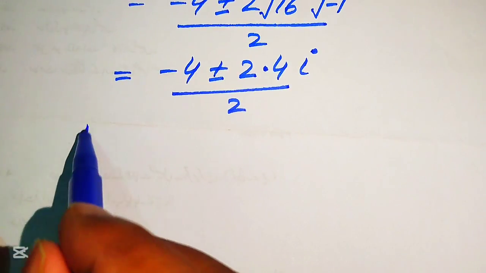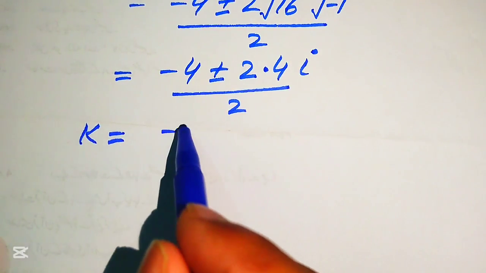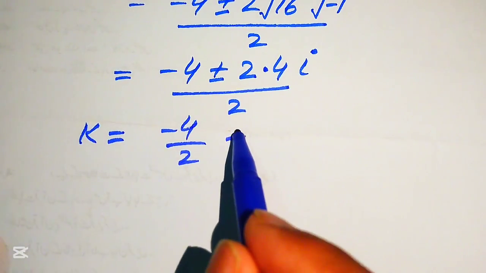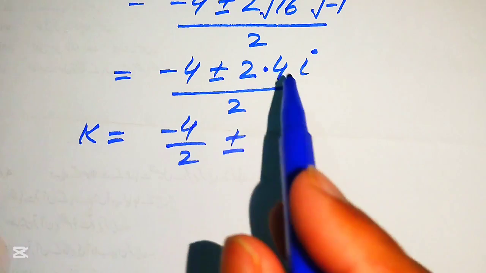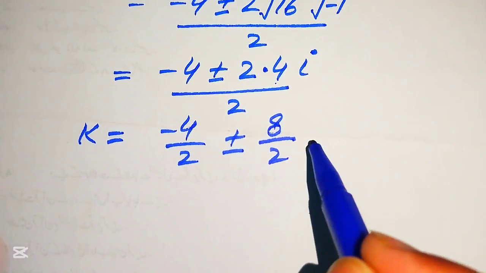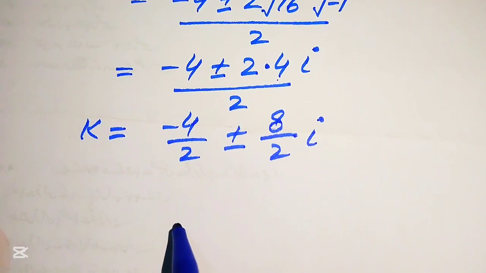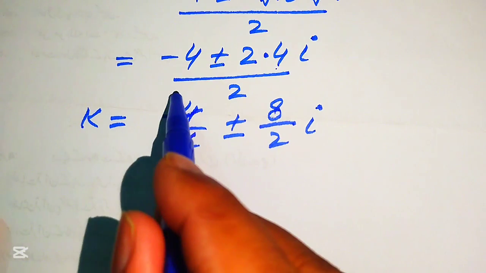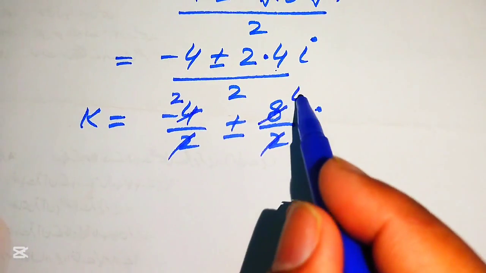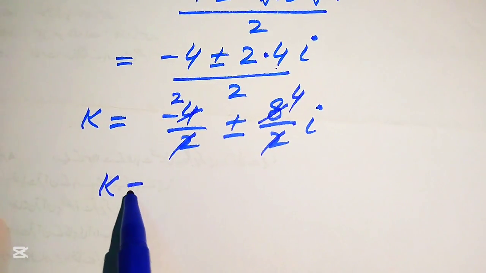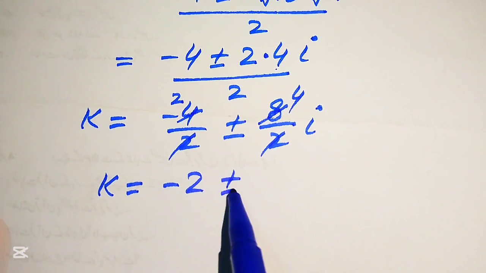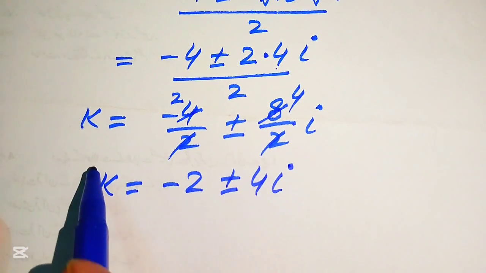So now in the next step we need to break this fraction, and it will be written as minus 4 over 2 plus minus 2 times 4 becomes 8 over 2 into iota. And now we cancel this term, 2 times 2 is 4, 2 fours are 8, and we get k equals minus 2 plus minus 4 times iota.